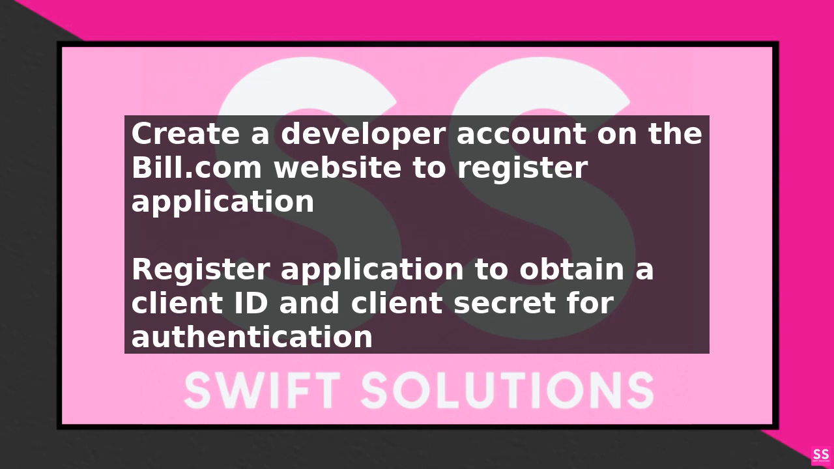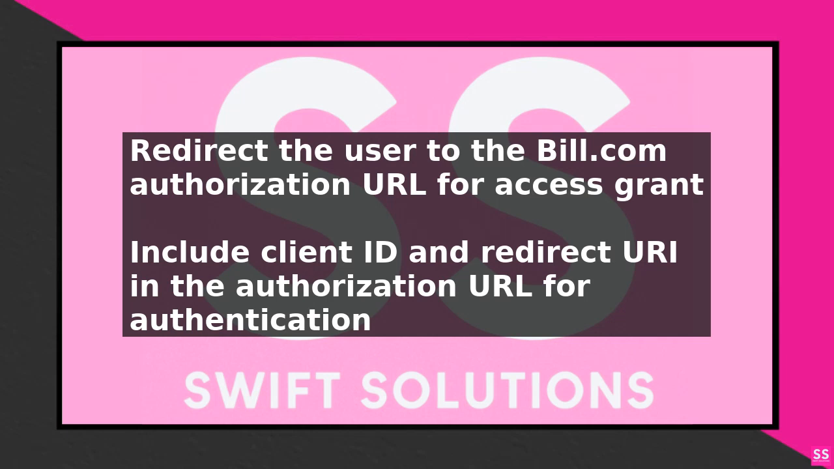Next, you need to redirect the user to the Bill.com authorization URL, where they will be prompted to grant access to your application. The authorization URL includes your client ID and a redirect URI, which is the URL that the user will be redirected to after authorization.